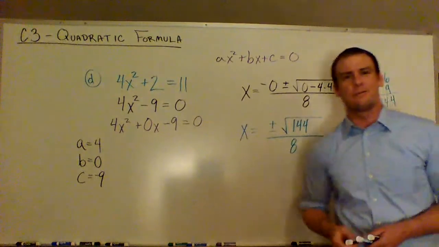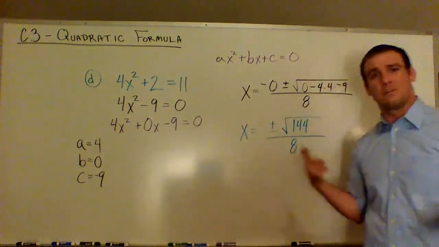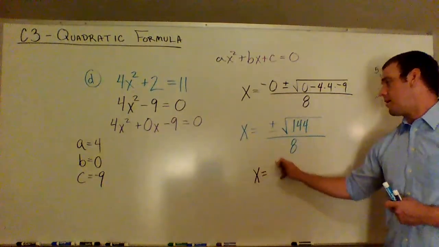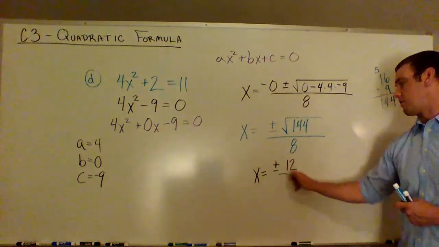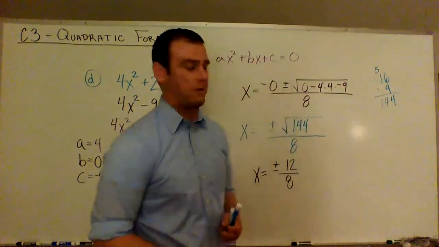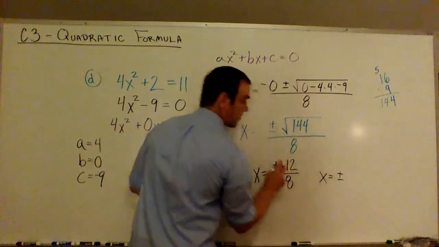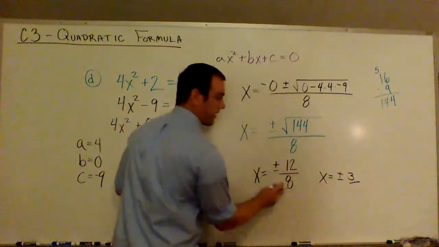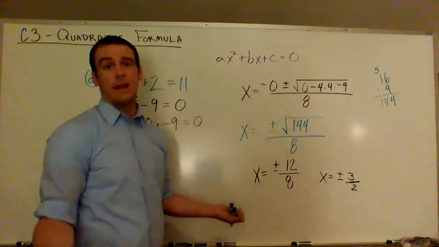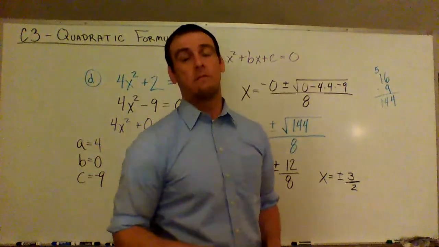Wait, isn't the square root of 144 a perfect square? Alright, square root of 144 is 12. 12 times 12 makes 144. So this is going to be plus or minus 12 over 8, which reduces even further, right? 4 goes into both those terms. 4 goes into 12 three times. 4 goes into 8 twice. Okay, so x is going to equal plus or minus 3 halves. So that means x equals 3 over 2. x also equals negative 3 over 2.